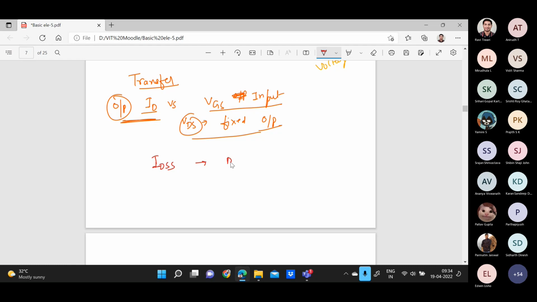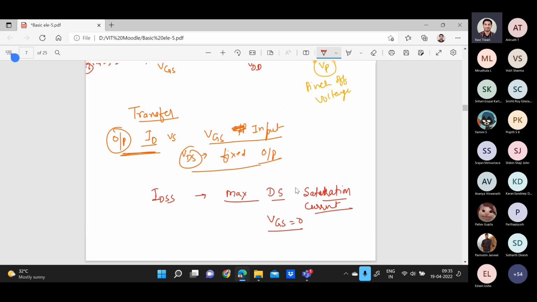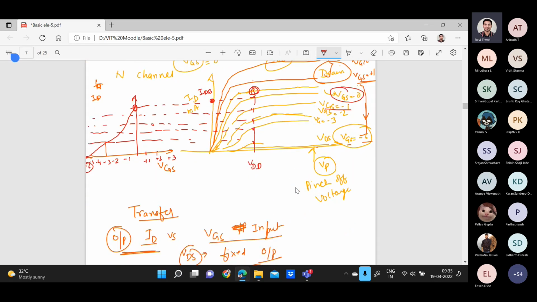What is this IDSS? It is the maximum drain to source saturation current when VGS is equal to 0. It's a very important part. So when your VGS is equal to 0, the current that you get is the maximum.